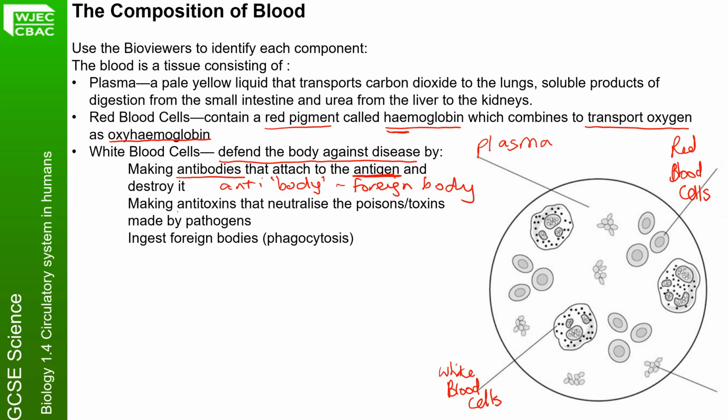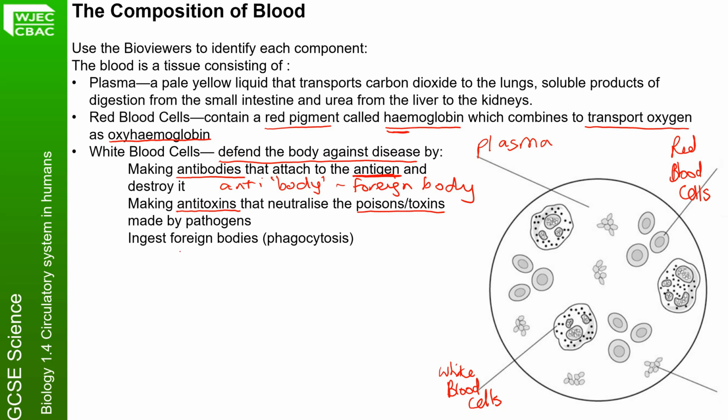The other thing white blood cells do is they make antitoxins. So if we take that word antitoxin, we know the anti bit means against. So what's a toxin? Well, a toxin is another word for poison, something that's harmful to you. Some pathogens, a pathogen is a microbe that causes disease. So some bacteria make poisons and toxins, and that's what gives you the symptoms like making you throw up, making you sick, giving you diarrhea, giving you a rash, and all those kinds of symptoms that we associate with being unwell. So an antitoxin is something that's going to neutralize those poisons or toxins that are made by the bacteria or the pathogen that's infected you.